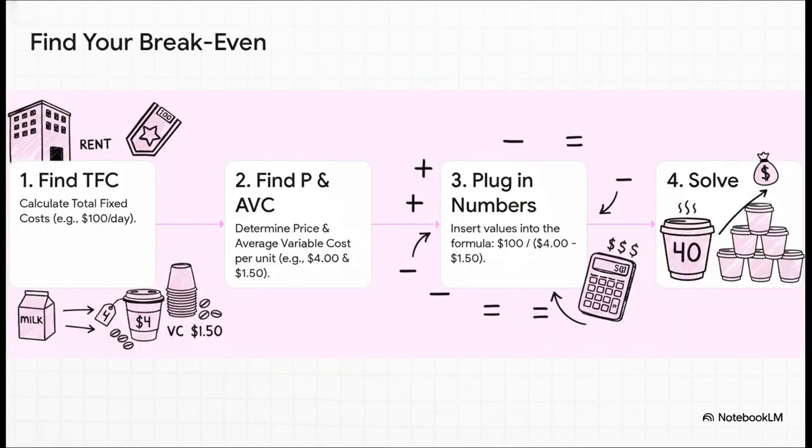Okay, let's do this. Let's plug in the numbers for our coffee cart step by step. Step 1, our daily fixed costs for rent and stuff are $100. Step 2, we're selling each cup of coffee for $4, and the variable costs, the cup, the beans, the milk, are $1.50. Step 3, we slot it into our formula, so that's 100 divided by $4 minus $1.50. And step 4, we do the math. And boom! There it is. You need to sell exactly 40 cups of coffee every single day just to break even. Cup number 41, that's your first taste of actual profit.